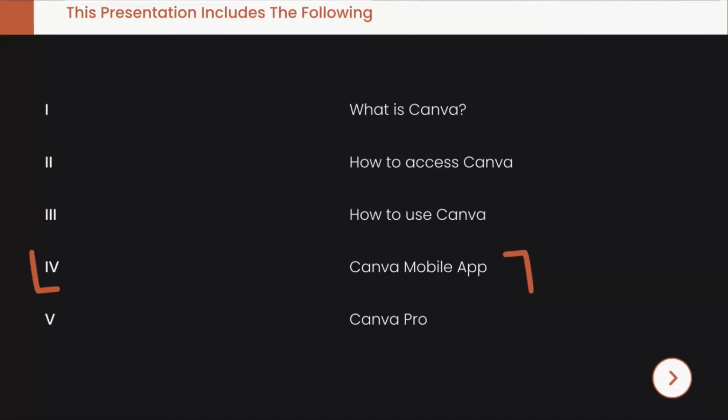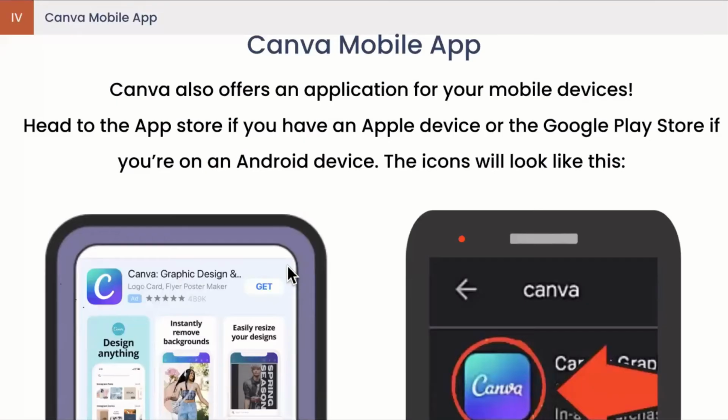Next, I will be going over the Canva Mobile App. Canva also offers an application for your mobile devices. This includes smartphones and tablets. You can head to the App Store if you have an Apple device, for example, an iPhone or an iPad, or the Google Play Store if you're on an Android device, such as Samsung's. And the icons will look like this.